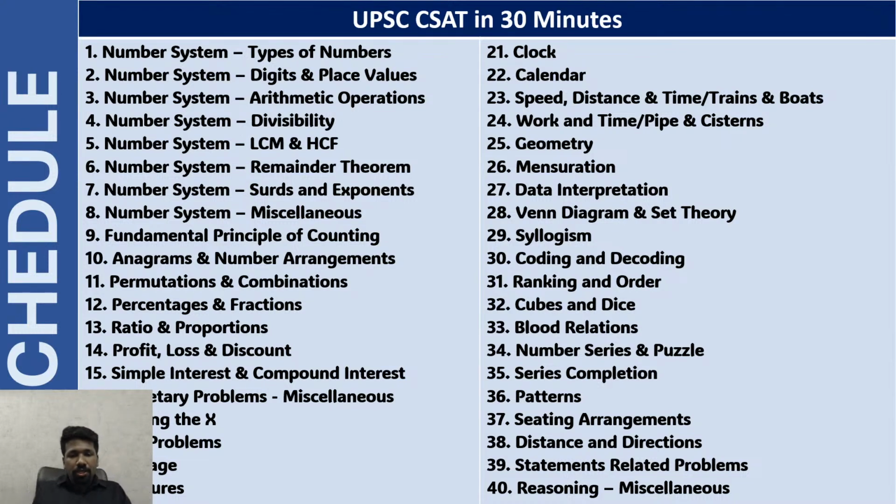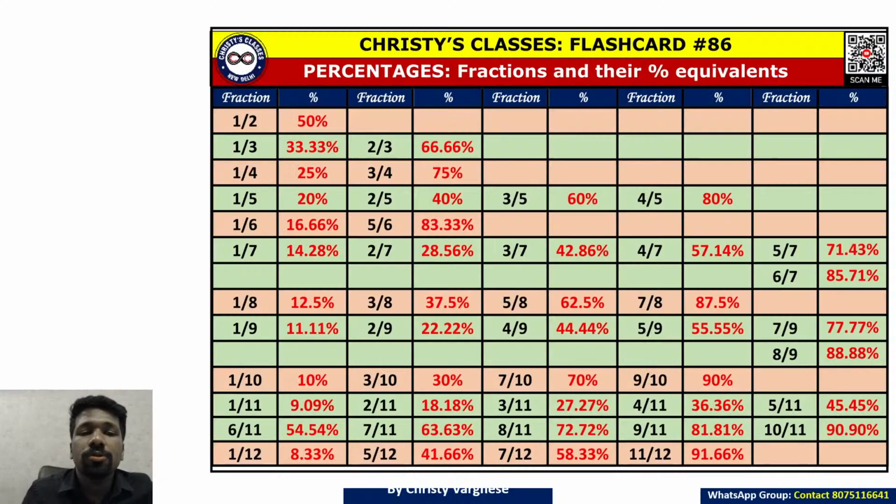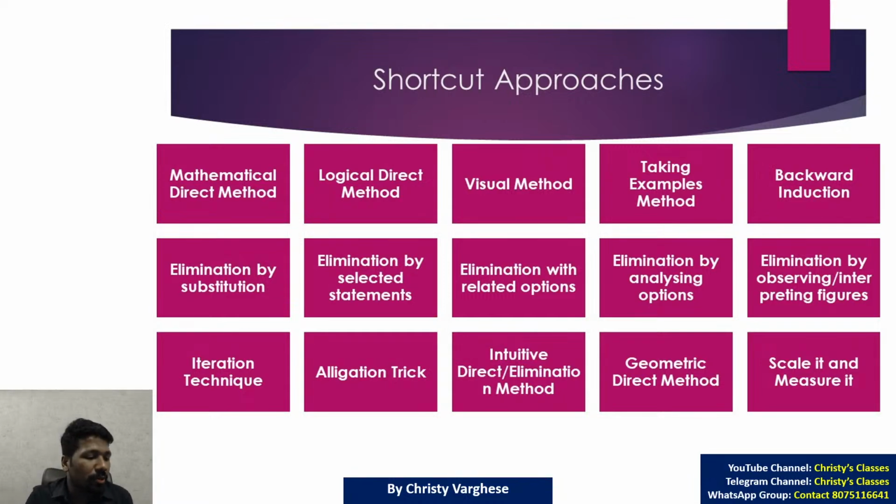So this is a complete schedule of this course: 40 topics, 40 lectures covering all topics of UPSC CSAT, but these topics are there for most of the other competitive exams also. That way this course is useful for those exams also. So today we are discussing miscellaneous monetary problems. The questions on profit loss discount, simple interest, compound interest were already discussed in the last class. Today we are discussing miscellaneous questions only.